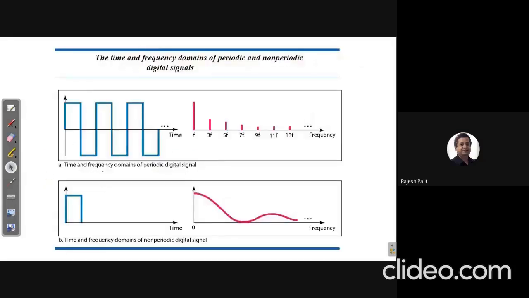Why? You see, this one is periodic, right? The shape repeats itself, so we get the discrete frequency. But if the signal is non-periodic, you see there is no repetition. Maybe after some point you get this. So there is no repetition of the signal, so we get the continuous frequency signal, not discrete frequency signal.